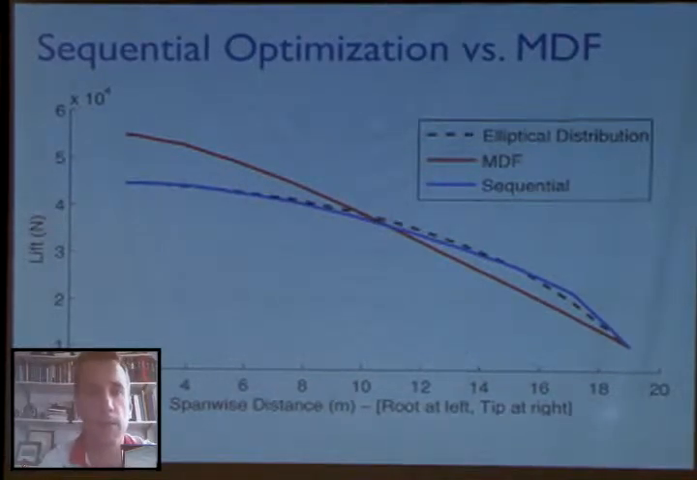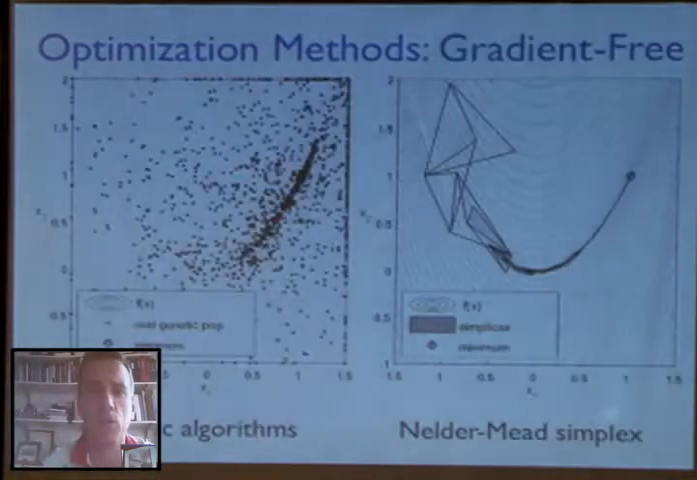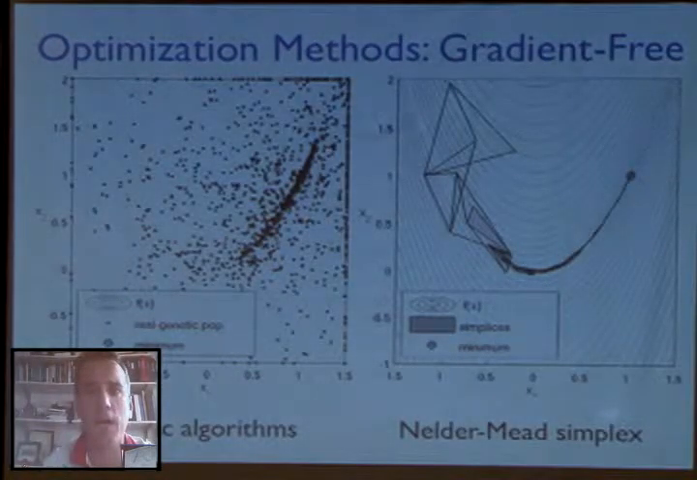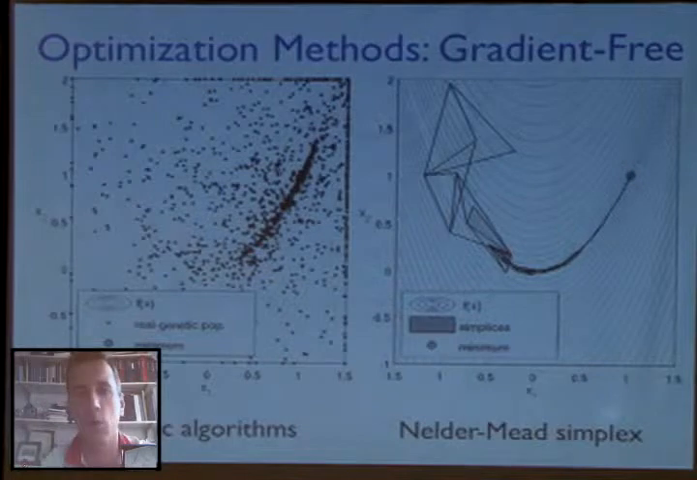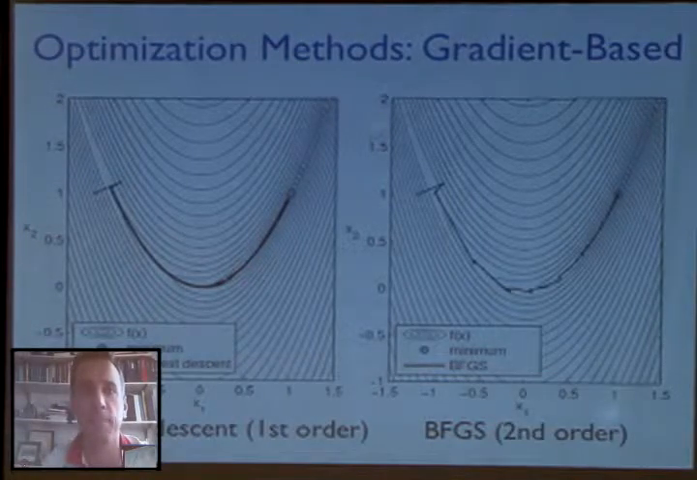Okay? Next slide, a very quick introduction to optimization methods. Engineering intuition is still very important, but if you go to the next slide, you'll see there are gradient-free methods, and in this case, this is a problem where we find the minimum of the contour plot, which is called the Rosenbrock function. And the next slide shows gradient-based methods. You can see the gradient-based methods take a much more direct path towards the minimum that's shown there as coordinates 1, 1.